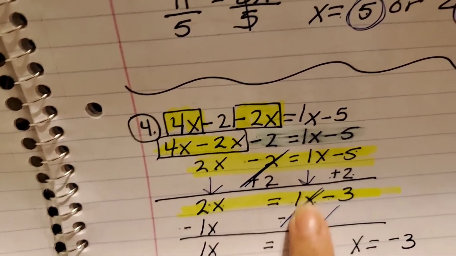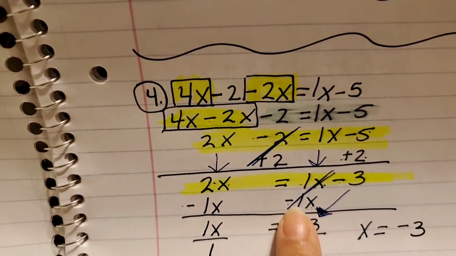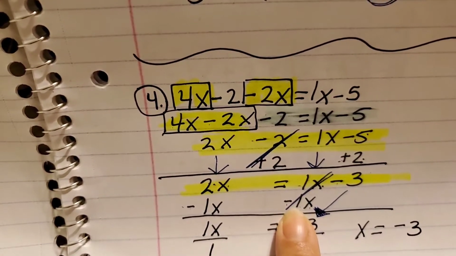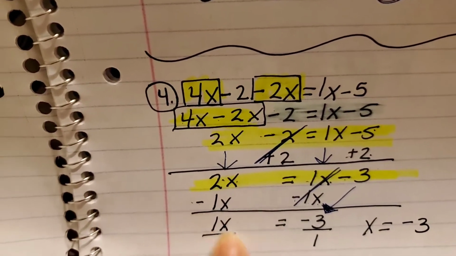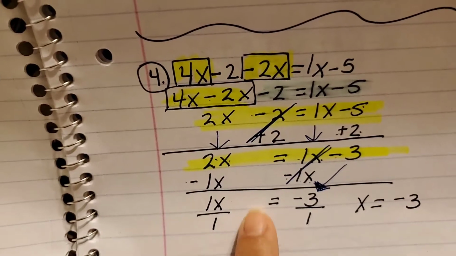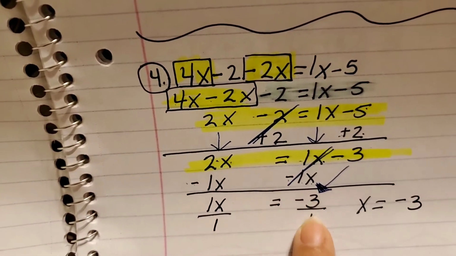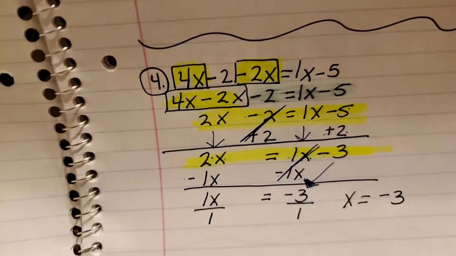Now I still have an x on this side and a number, so I'm going to have to move this x over here. Doing the opposite, minus 1x, I get 1x equals negative 3. On this one, you don't necessarily have to do the division because it's just 1, so x equals negative 3.